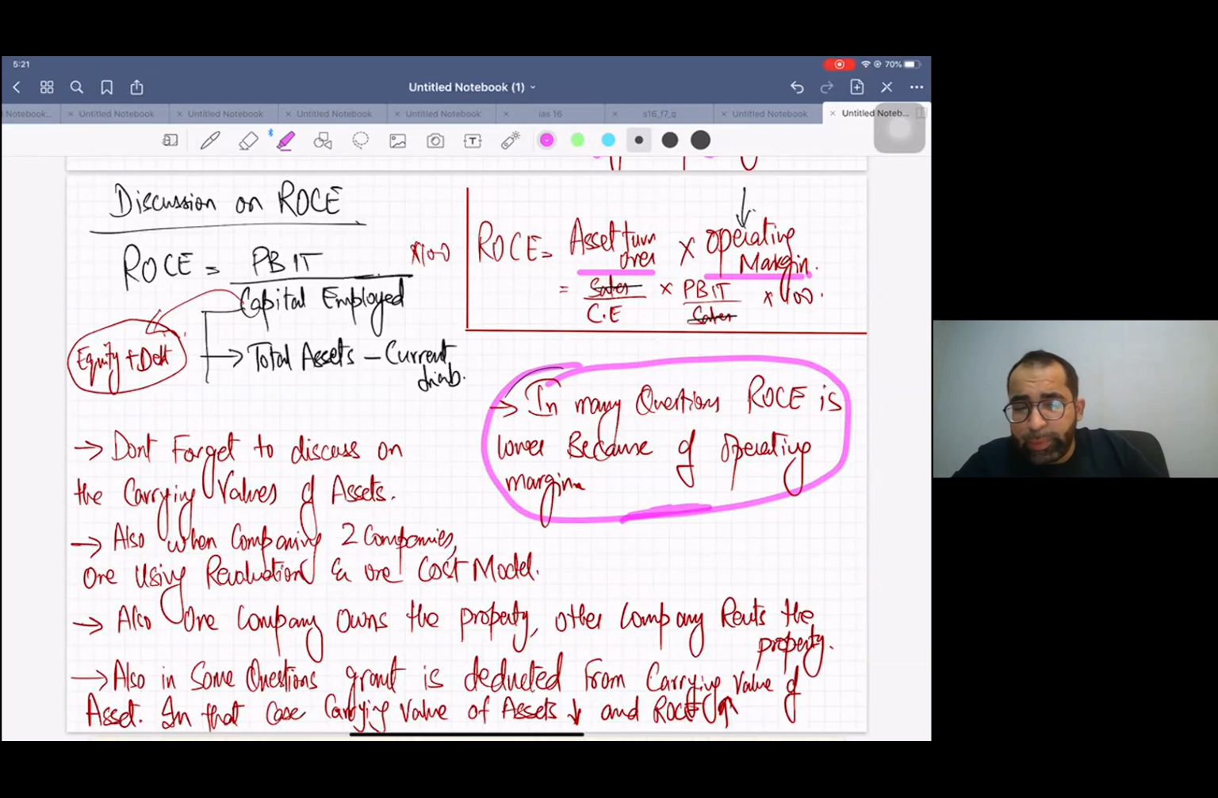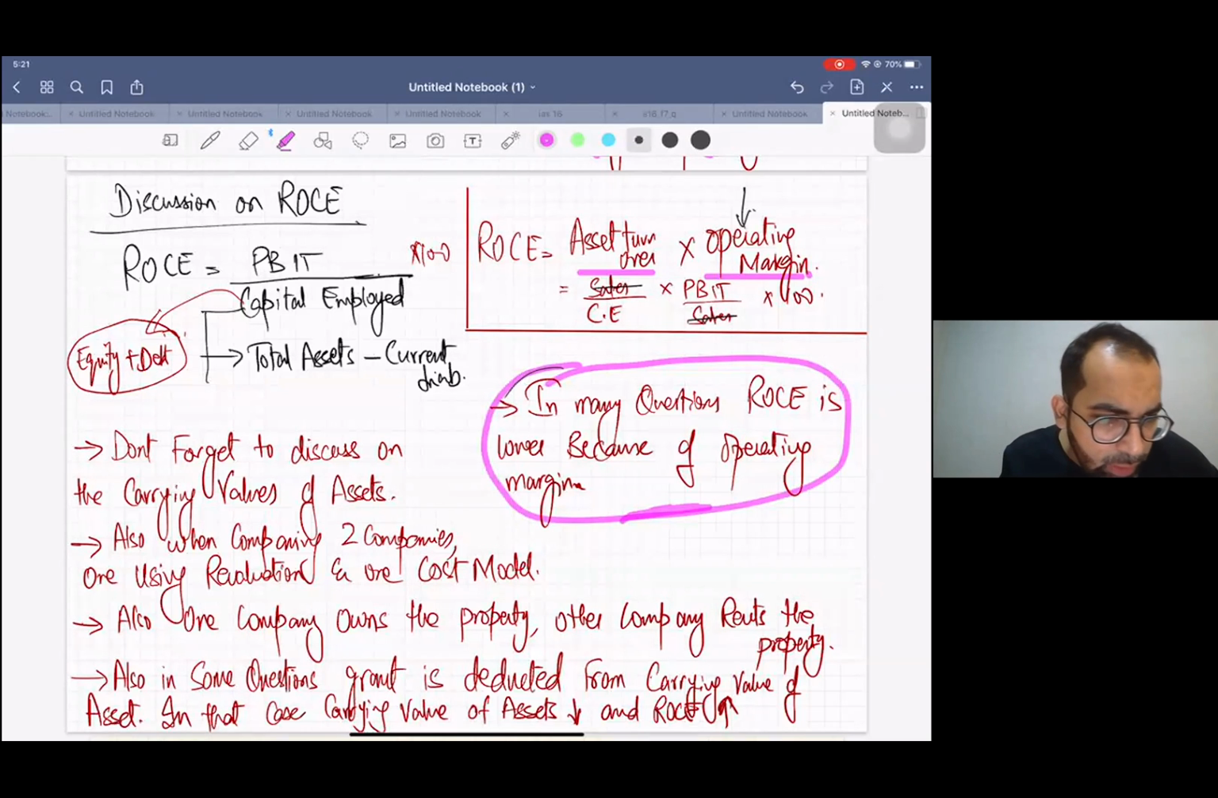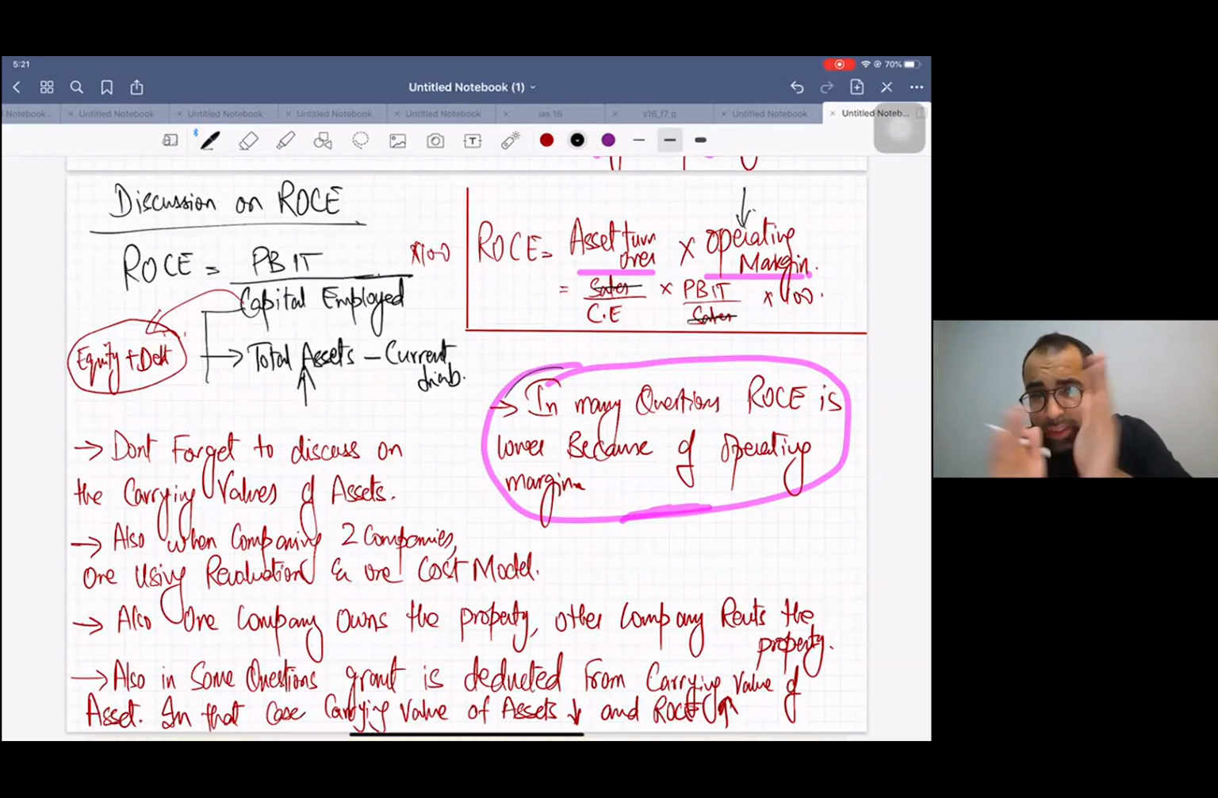Now one more aspect of ROCE. Listen, ROCE is PBIT upon capital employed, and capital employed is total assets less current liabilities. Total assets, my dear student, less current liabilities. Just think, if the total assets are overstated, your capital employed will also be overstated.